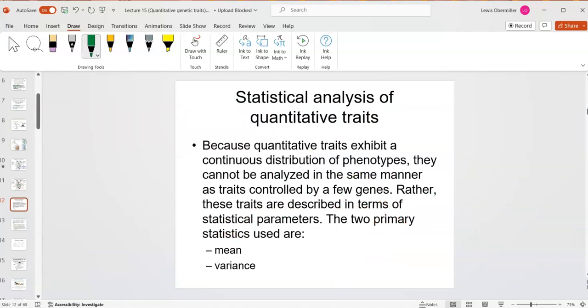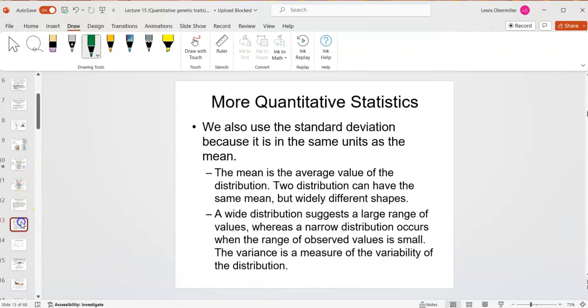So how do we statistically analyze these quantitative traits? How do we predict what these are going to be? There are two primary statistical methods used here. One is the mean and one is the variance. We also look at standard deviation.